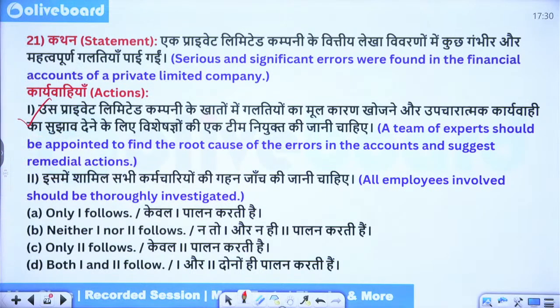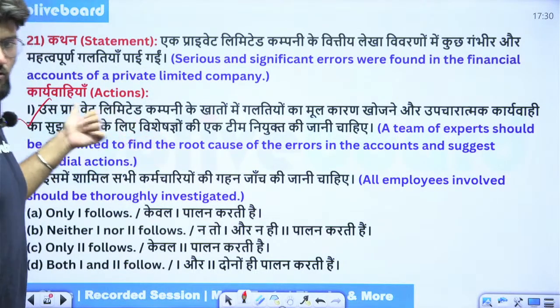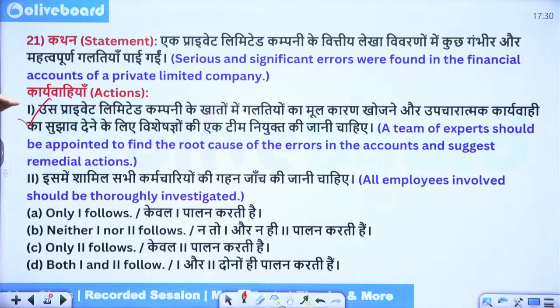What is this team going to do? The damage has already been done. Basically, this advisory committee or team is going to help you to understand the root cause and to also prevent it in future. It's a valid course of action. It's like a bridge.